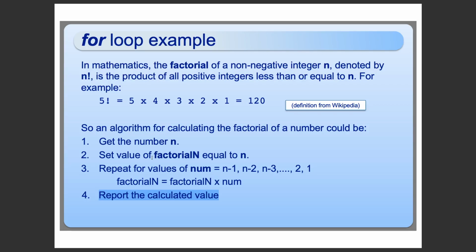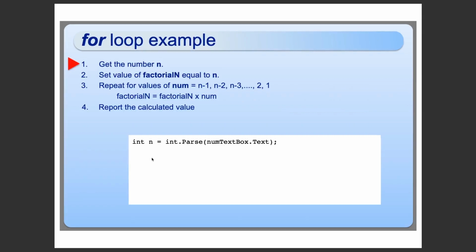Let's turn this into C#. So let's start up here. We are going to get the number n, so that's our input, and we can see that that's happening down here. So we've set up a text box that contains num, and we're parsing that into an integer called n. Okay, that should be straightforward. Next step, we set the value of factorial n equal to n. Okay, so here's our input. This is going to be our final result. And when we turn that into C#, we get this assignment statement here. So int factorial n equals n.